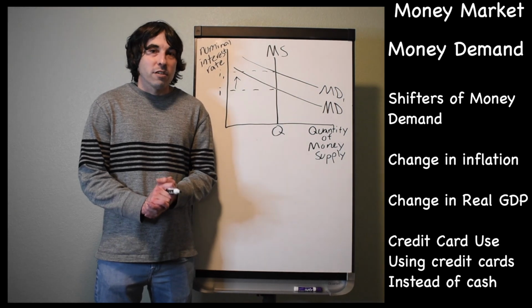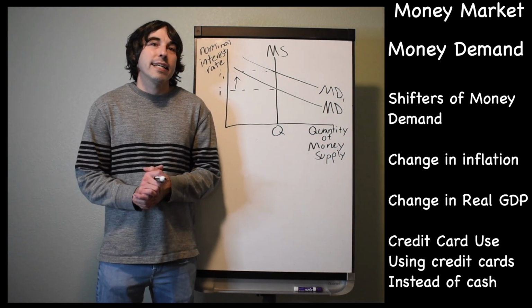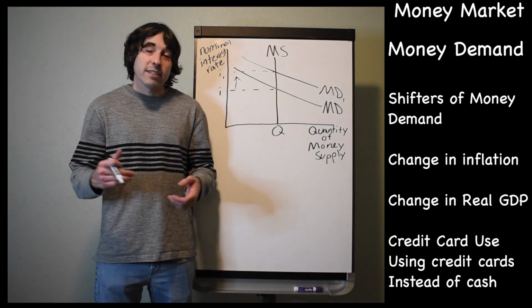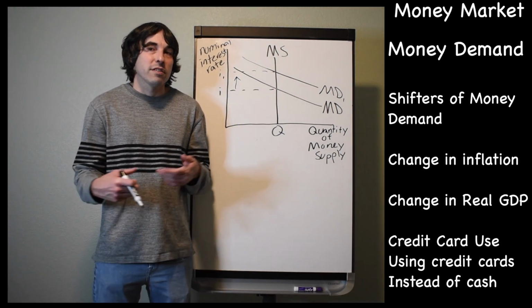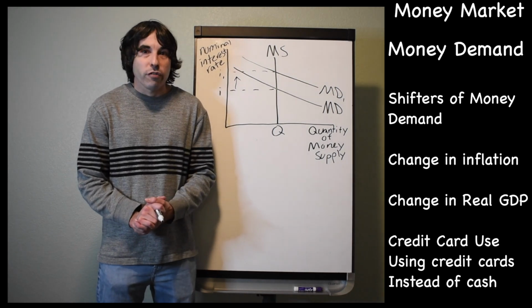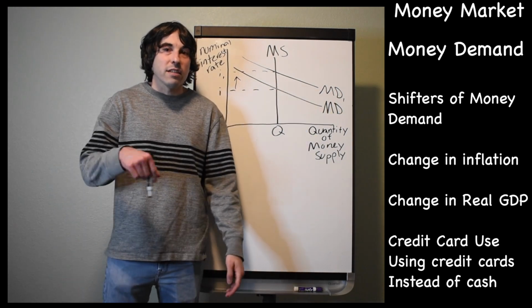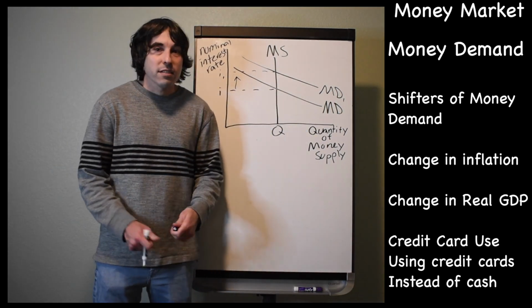Finally, credit cards. When people use credit cards, they're not using money. They're taking a small loan with a really high interest rate out from a corporation like Visa or MasterCard or something like that. And so when you use credit cards rather than cash, money demand is falling and shifting to the left and leading to lower interest rates.